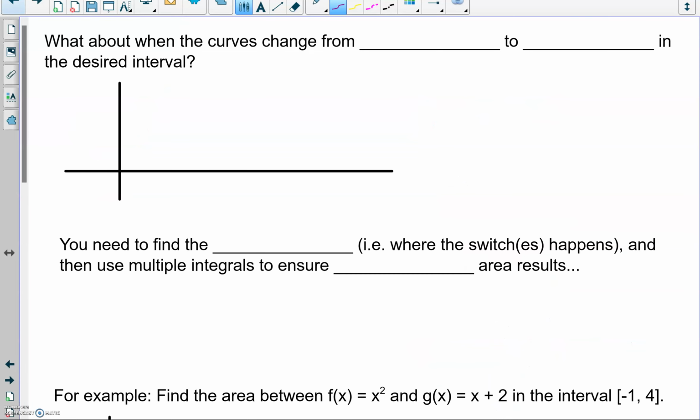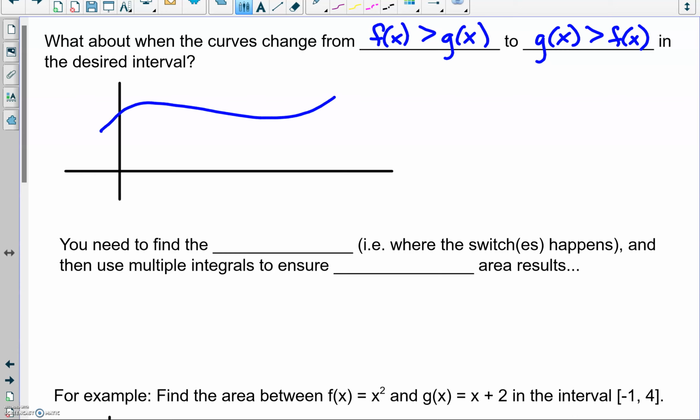So let's take a look then at something else that may happen. So what about when the curves change from, let's say, maybe you started out with f of x greater than g of x, and then you've got a part where the g of x is actually above the f of x in the desired interval. So maybe something like this, where you've got your f of x, and then the g of x, let's just use something basic here, where maybe it goes like that. So there's your g of x.